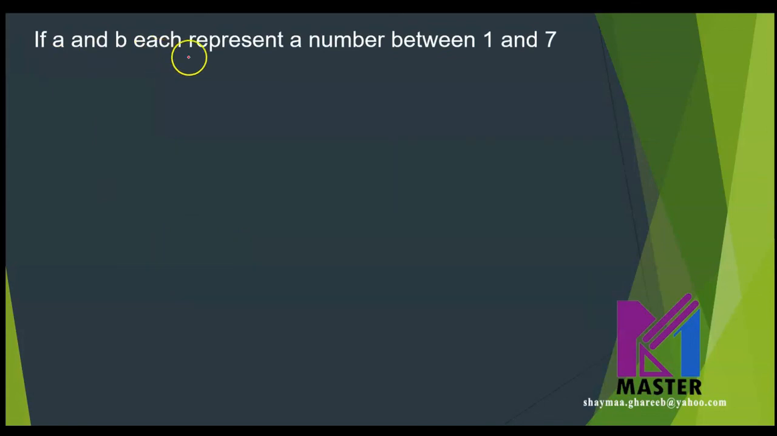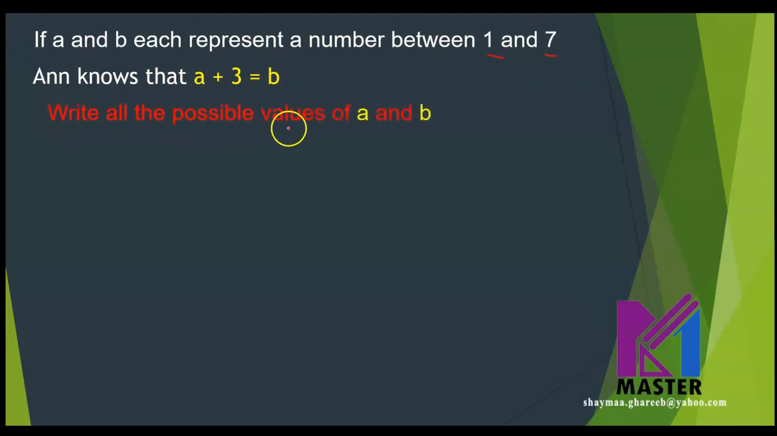If A and B each represent a number between 1 and 7, and we know that A plus B equals 7, write all the possible values of A and B. Here, what are the possible values between 1 and 7? Did I say the word inclusive? No, which means 1 is not included and 7 is not included. So the values I'm going to try are 2, 3, 4, 5, and 6.